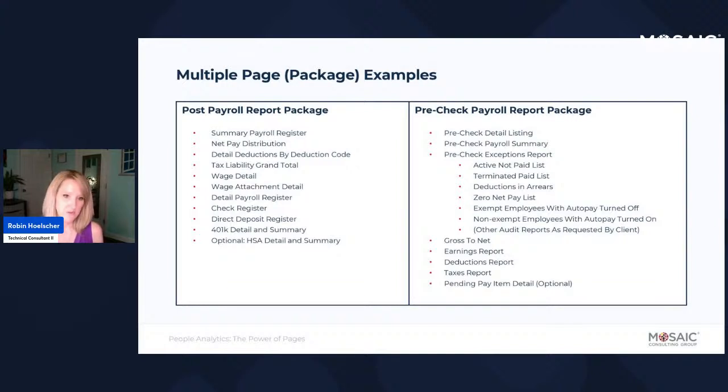So my favorite part of the pre-check is that third bullet point. It's going to be the pre-check exceptions report. You can customize your pages to include anything you like. If you have a process that you're completing every payroll, like we've got to look for all the people who have zero net pays, you can just have a section within your package that already looks for that and says, here you go, here are all the people that have zero net pays.